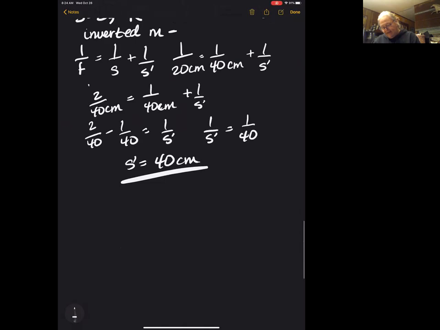Now I need to find my magnification. So magnification is minus S prime over S. So it's minus 40 centimeters over 40 centimeters. So it's negative 1.